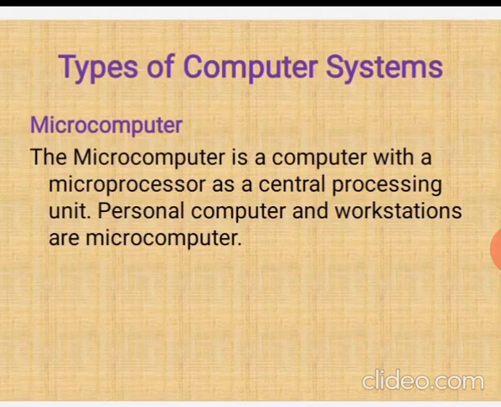So we will see about the personal computer. A personal computer is a microcomputer designed to be used by a single person. This machine runs easy-to-use application software such as word processors and spreadsheets. The computer which we use in school, or the personal computer which we use at home for our daily routine work, is called a personal computer.